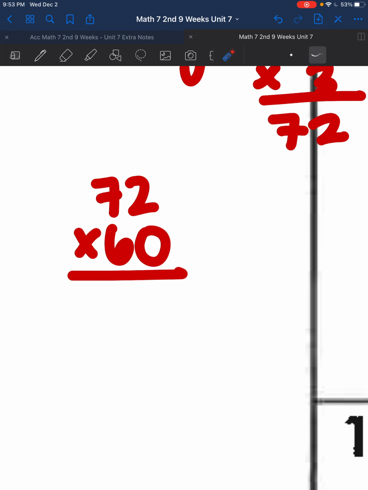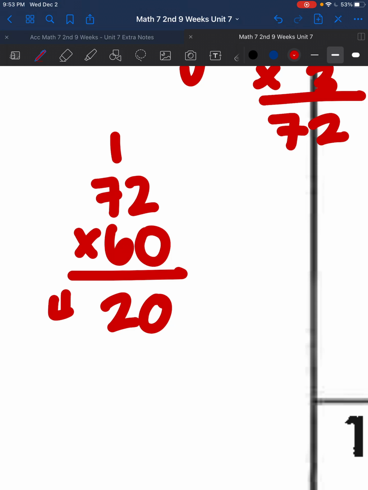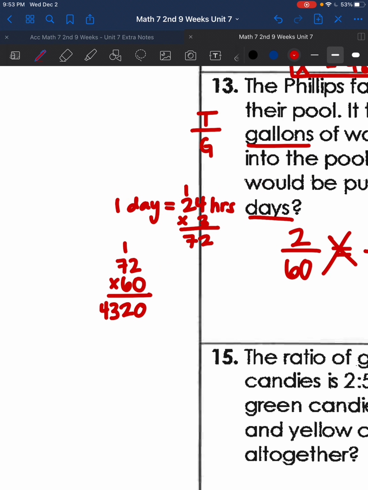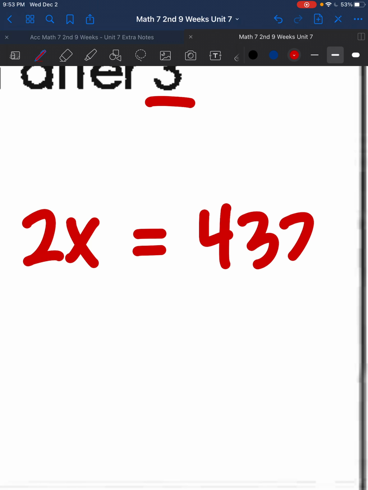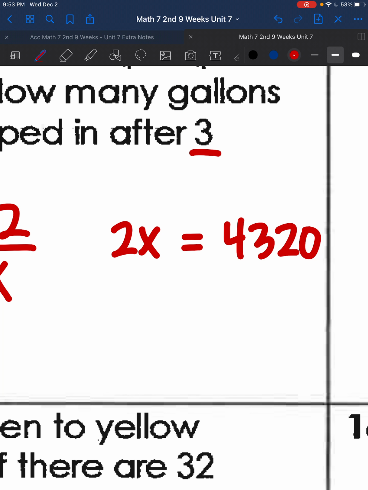And 60 times 72. I don't know that off the top of my head. So 72 times 60. If I multiply with this 0 right here, I'm just going to get a row of zeros, so I'm not even going to bother, but I am going to place a 0 before I start multiplying with the 6. 6 times 2 is 12. 6 times 7 is 42, plus 1 is 43. So I get 4,320.